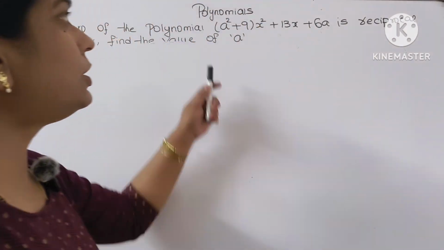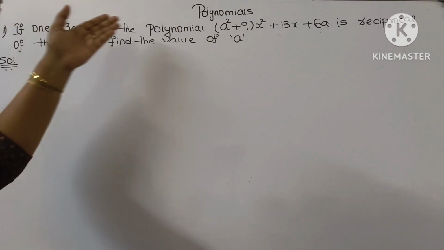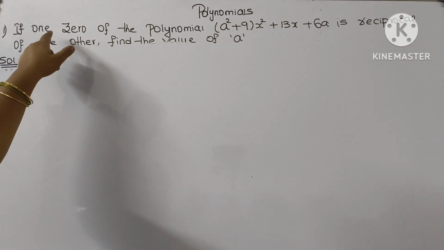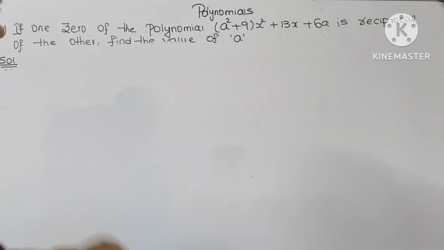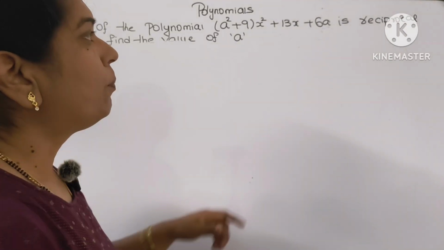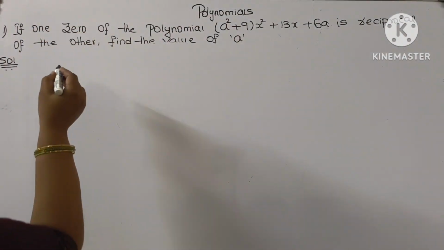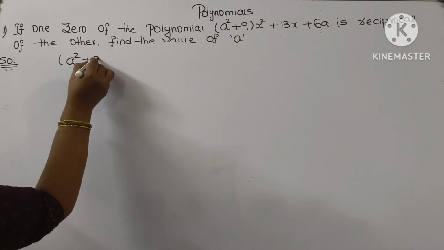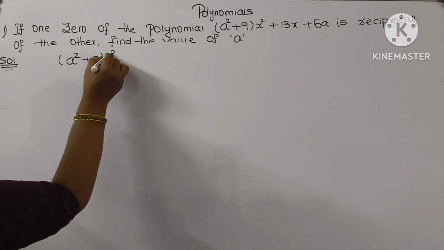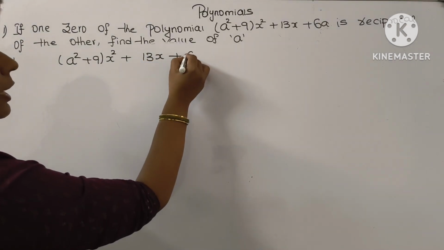Today we will be doing the chapter polynomials. Let us see the sum. They have given us a polynomial, and the condition is that one zero of this polynomial is the reciprocal of the other. If such is the case, we have to find the value of a. So let us first write down the polynomial given. The polynomial given is a square plus 9 into x square plus 13x plus 6a.